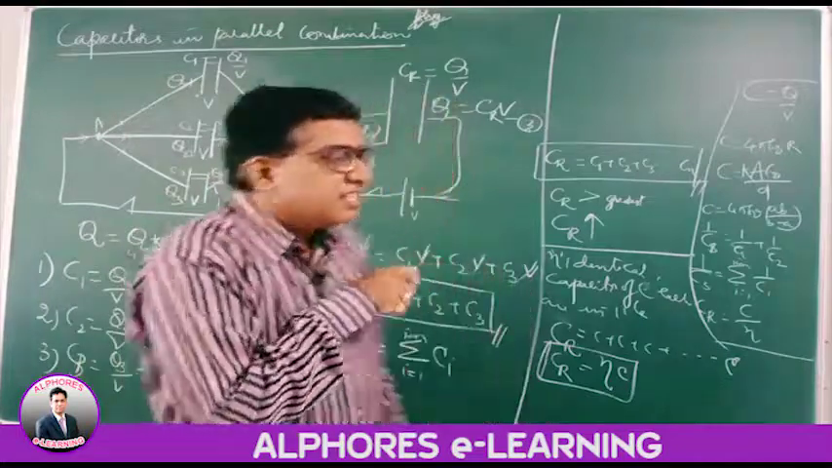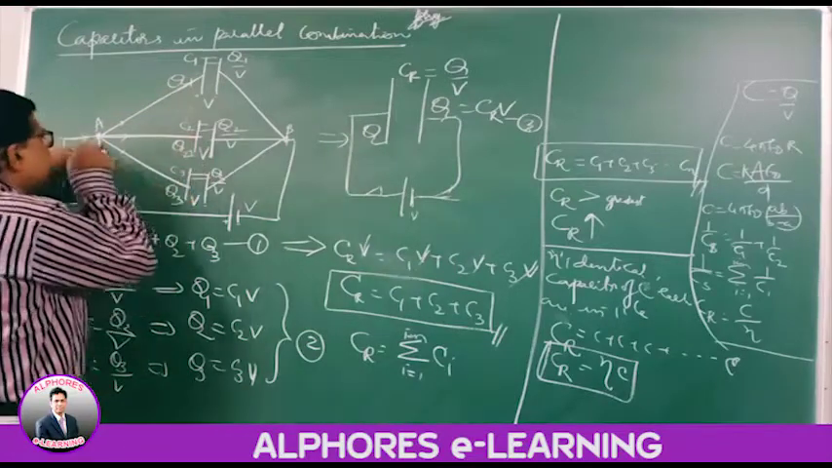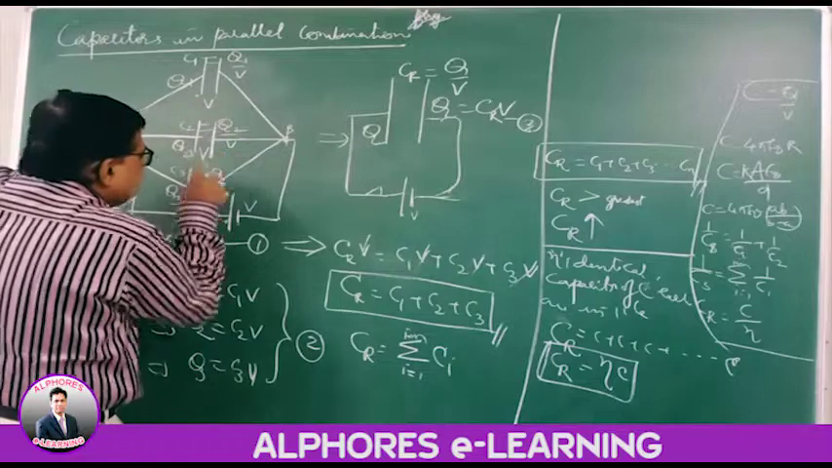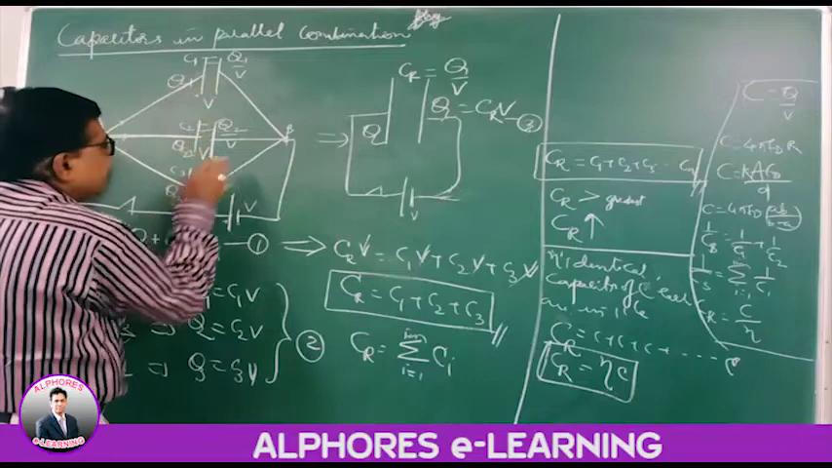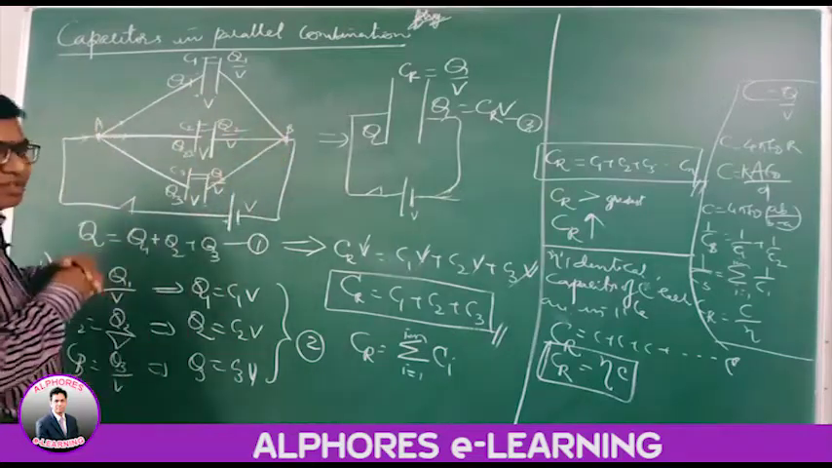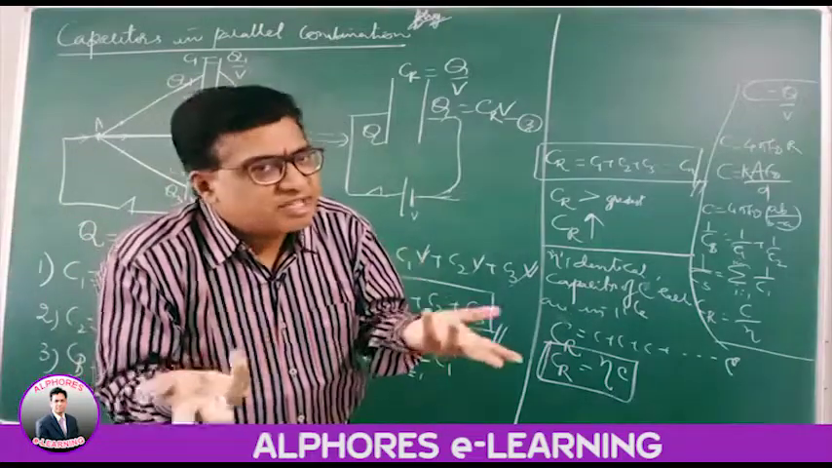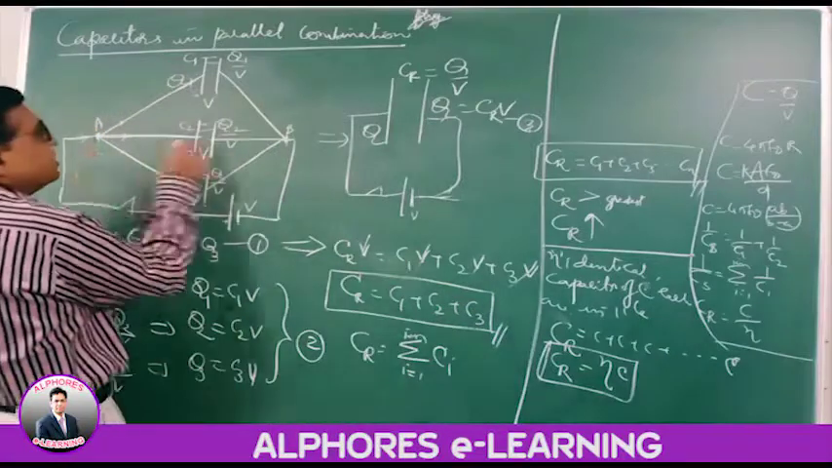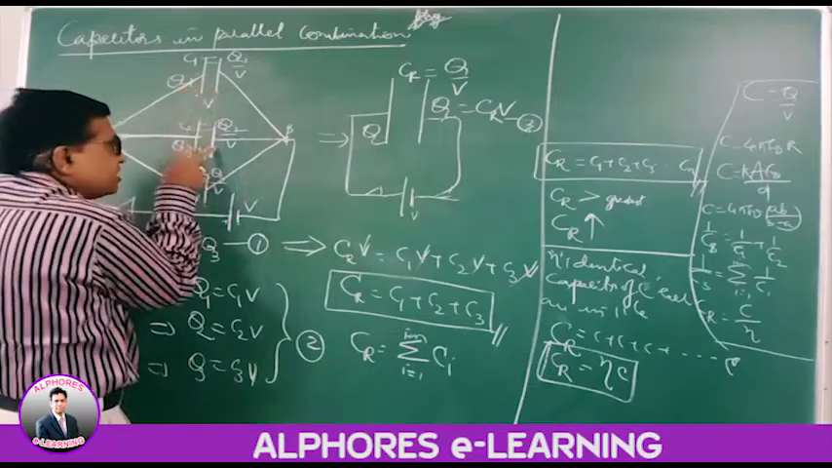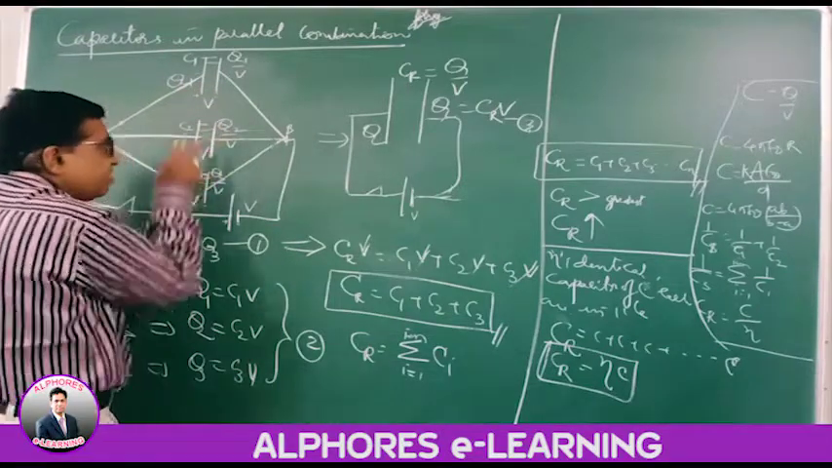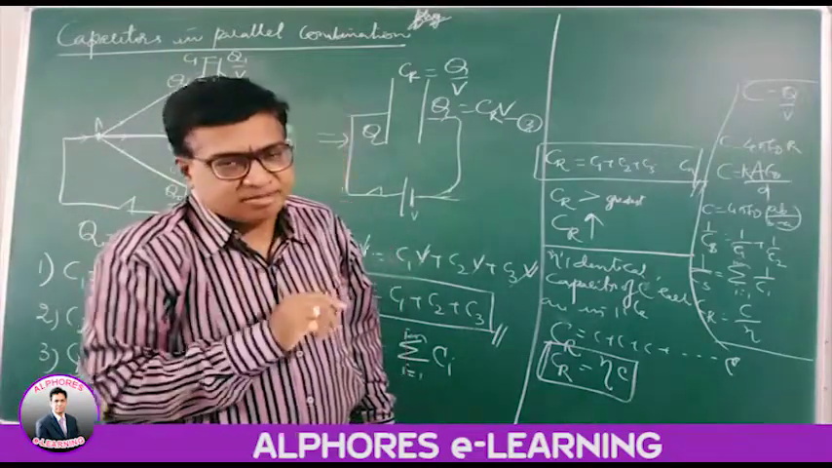In parallel combination, since all the positive terminals are connected to this point, the potential of all these positive terminals will be the same as the potential of this point. The potential of all the negative terminals will be the same as the potential at the other point. So the potential difference between the two plates is the same as the potential difference between these two points. If the potential difference between A and B is VAB, and this capacitor is connected between A and B, then here the potential is VAB. This capacitor is also connected between A and B, so VAB. All the capacitors are connected to the same pair of points, so the potential difference is the same, VAB.